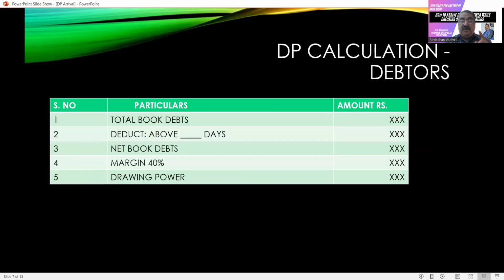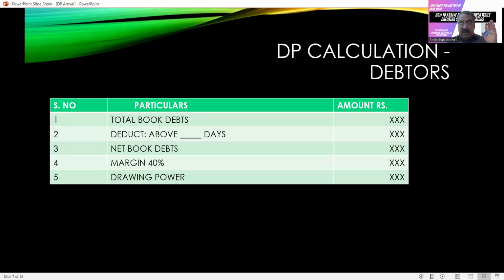Next one is drawing power with reference to total debtors. You have to take total book debts, less debts above 90 days, because as per the sanction letter, if they say that the debts above 90 days will not be considered, you have to exclude those debts and arrive at the net book debts. From the net book debts, you have to deduct the margin. Then the remaining amount is called drawing power. Suppose point number 3 is the total book debts and the margin is 40% as per the sanction letter, and point number 5 you see is the drawing power.